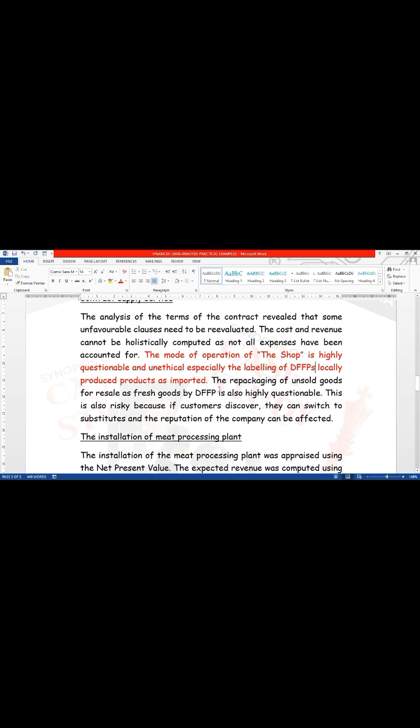And the repackaging of unsold goods, DFFP itself is not without blame. They're not without scolding, and I have to scold them as well.